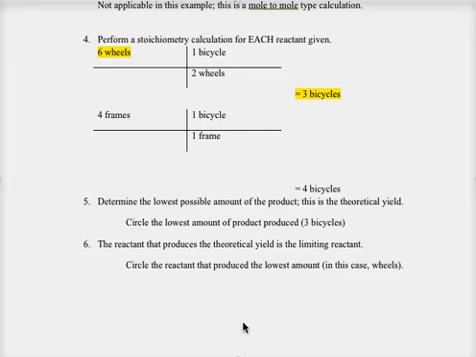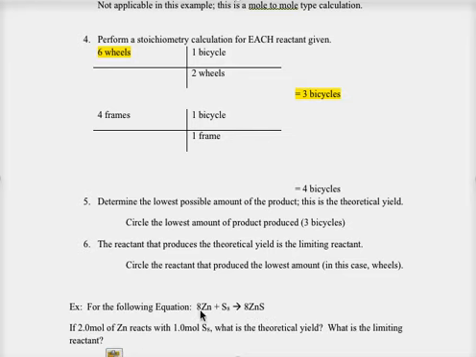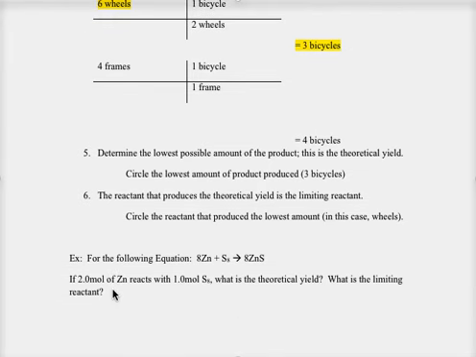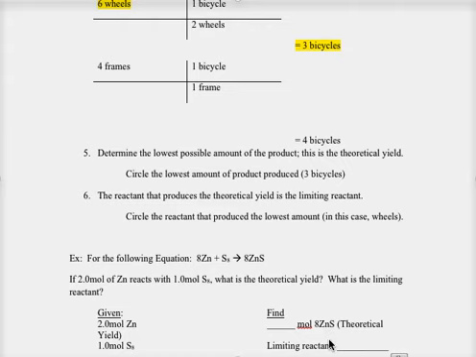All right, for this equation, 8 Zn plus S8 reacts to form 8 ZnS. So if 2 moles of zinc reacts with 1.0 moles of S8, what is the theoretical yield and what is the limiting reactant? So let's go back to step 1 here. We need to figure out what is our given and what is it we're trying to find. So under the given column, I'm going to put these starting amounts of each reactant. Under the find, I'm going to put the fact that I want to determine some number of moles of the product. And there's only one product in this case, 8 ZnS. So I've got to figure out how many moles of ZnS I am going to find.